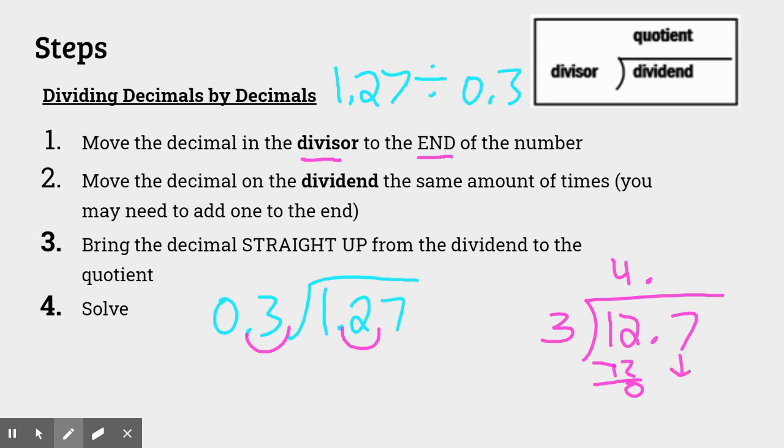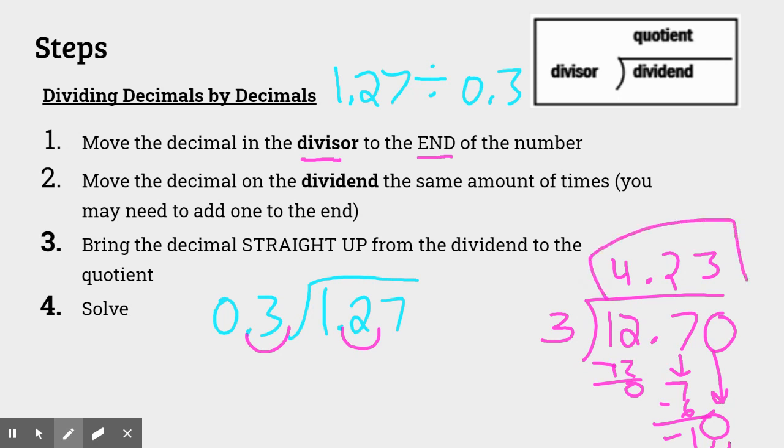Now, some of us are like, oh, well, I have a remainder. We don't do remainders in 6th grade. We keep going. So 3 can go into 7 2 times. I'm going to add a 0, keep going. That can go in 3 times. And we're just going to cut it off for right now, and we'll talk about repeating decimals later. So I get 4.23 as my answer. So once again, in 6th grade, we don't use remainders. You add a 0 and keep going.